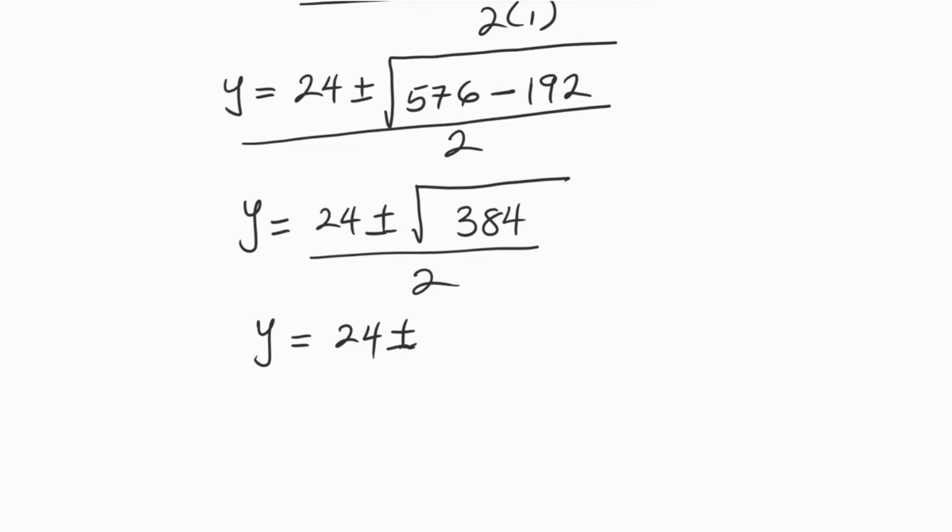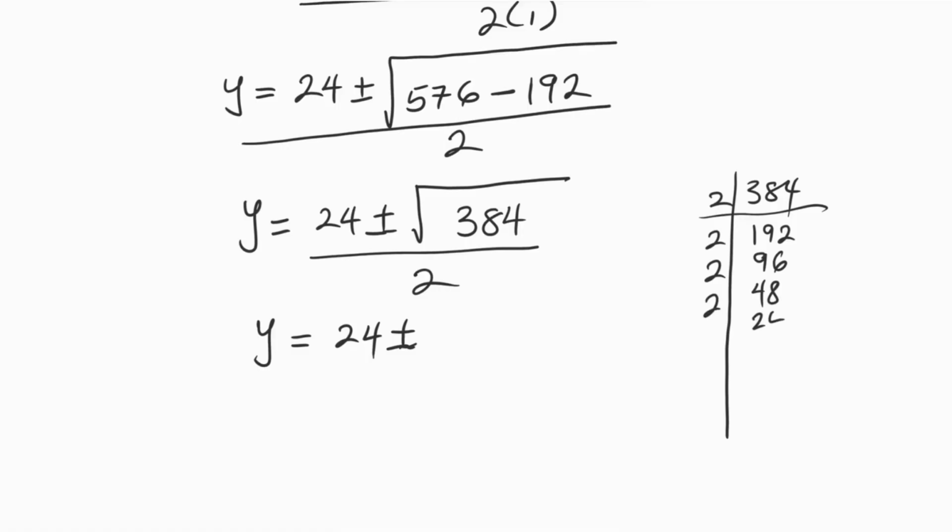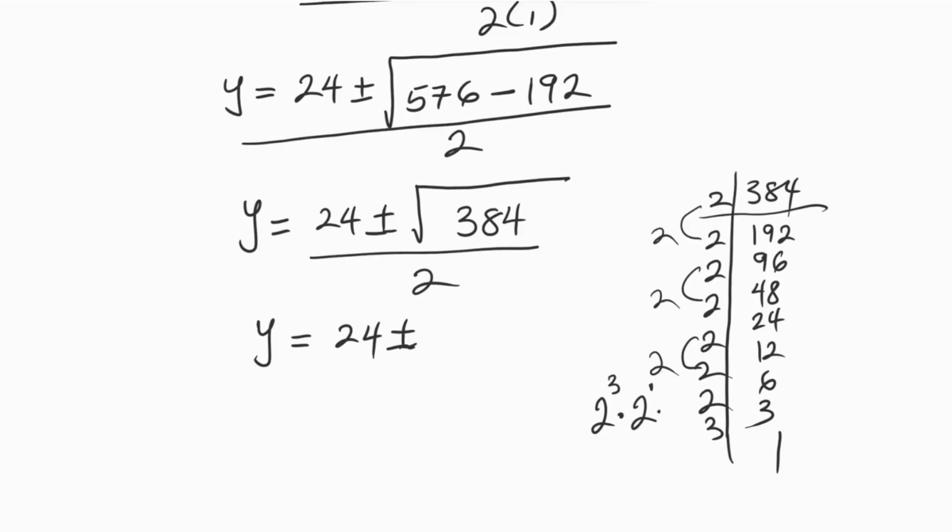So let's find the factors of 384. Dividing by 2 repeatedly, we get 192, 96, 48, 24, 12, 6, 3. So we have 2 times 2 times 2, and so on. Counting them, 384 is 2 raised to the power 7, times 3.